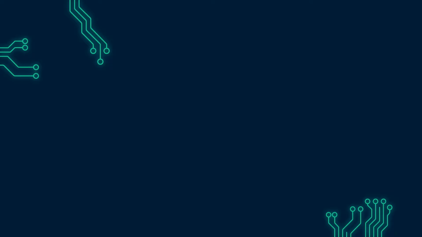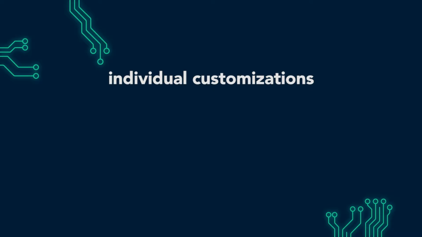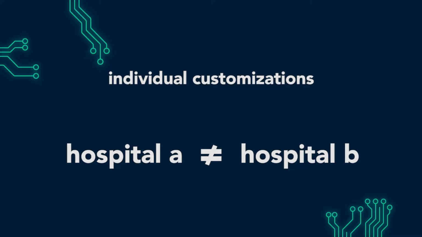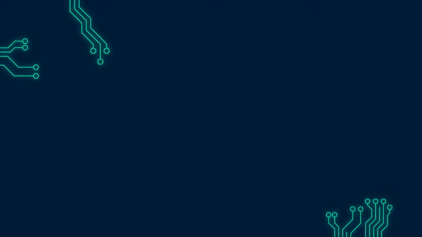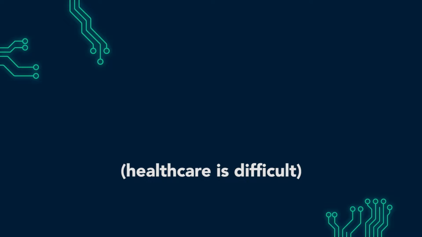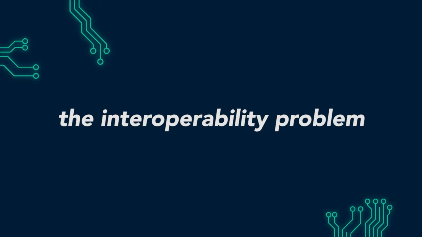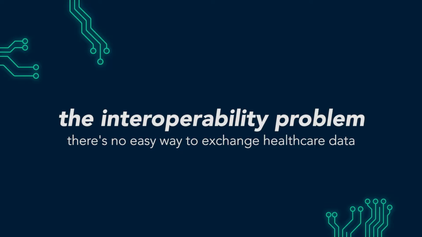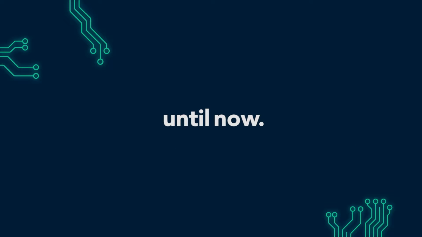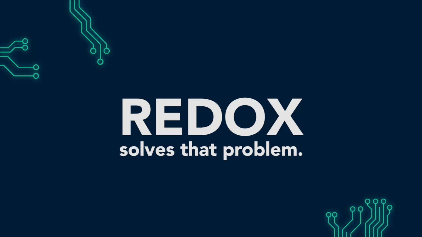And since each of these healthcare organizations might have a customization on top of their individual installations, exchanging data with one hospital using Epic might be different from exchanging data with another hospital using Epic. So if you're trying to build software that improves the healthcare industry, it's difficult because you run into the interoperability problem. There's no clear way of sending healthcare data from one place to another without rebuilding parts of your software every time you connect to a new system. Until now. You guessed it, Redox solves that problem.